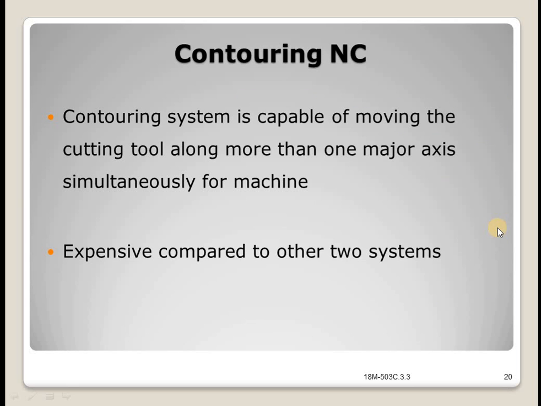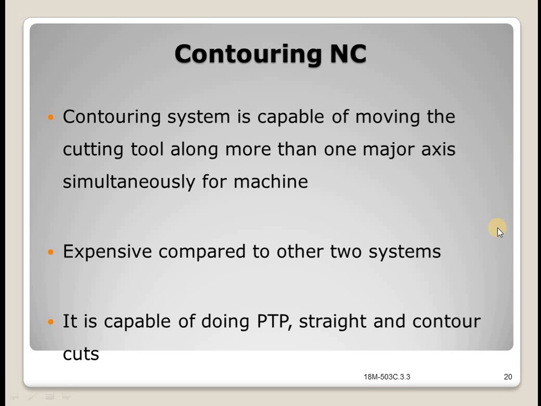So next one, contouring or continuous path NC system. Contouring is the most complex, the most flexible and the most expensive type of machine tool control. It is capable of performing both PTP and straight cut operations. In addition, the distinguishing feature of the contouring NC system is their capacity for simultaneous control of more than one axis movement of the machine tool. The path of the cutter is continuously controlled to generate the desired geometry of the workpiece.